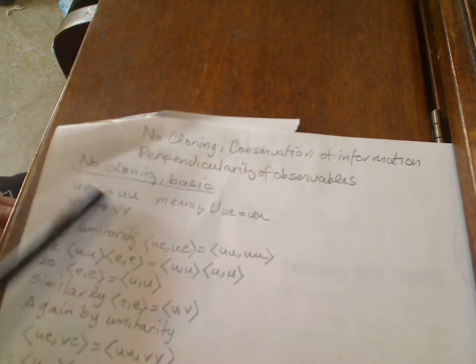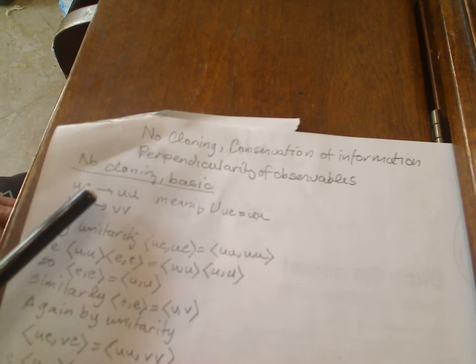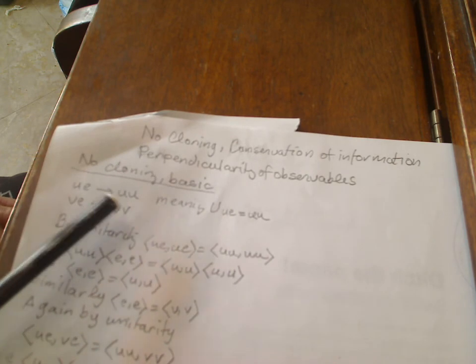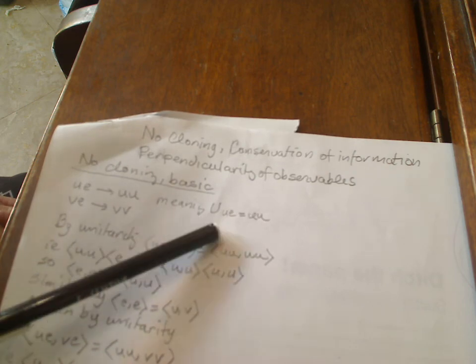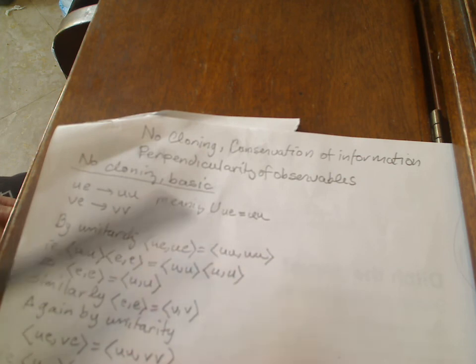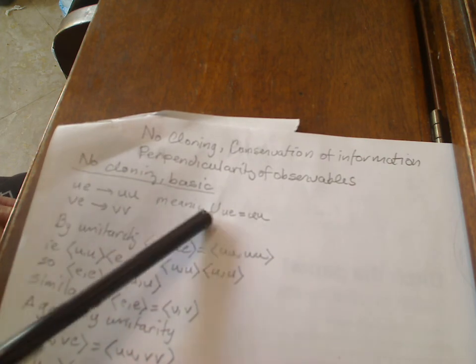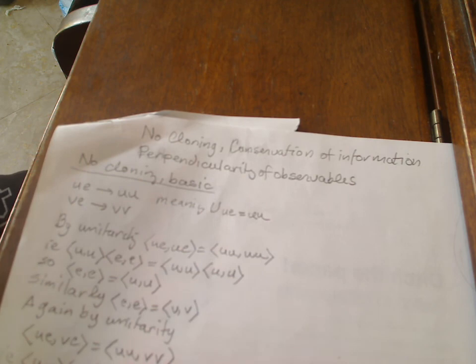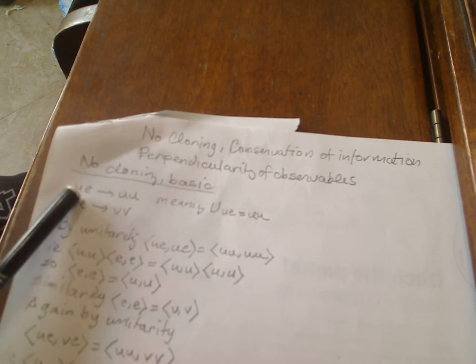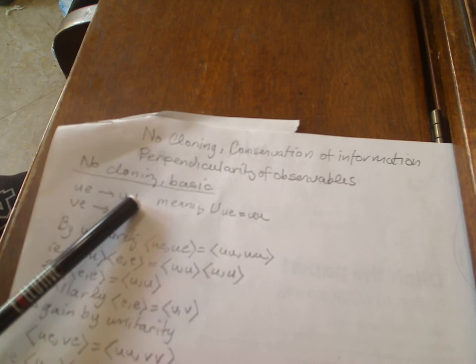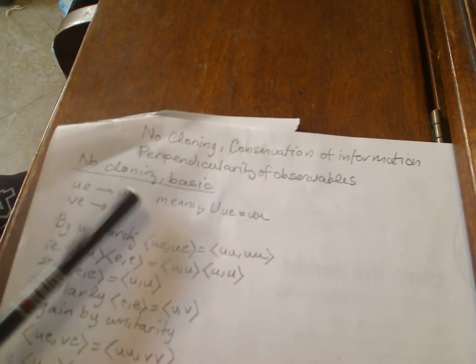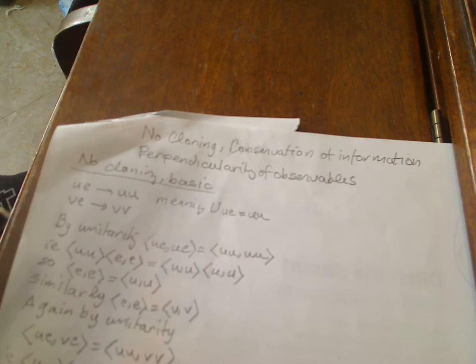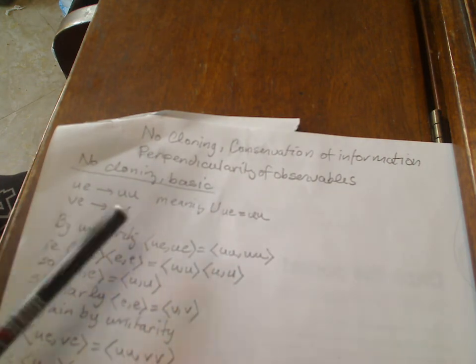When you see this little arrow here, it means that UE by unitary evolution turns into UU. So it's U of UE equals UU. This arrow just means that there's a unitary map that sends one to the other. Zurek says the unitary map applied to UE gives you UU, and that the same unitary map applied to VE gives you VV.